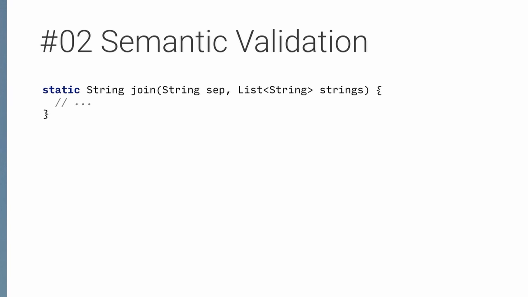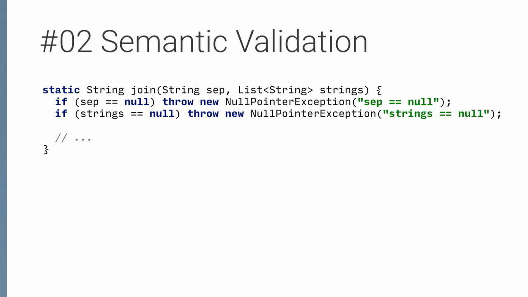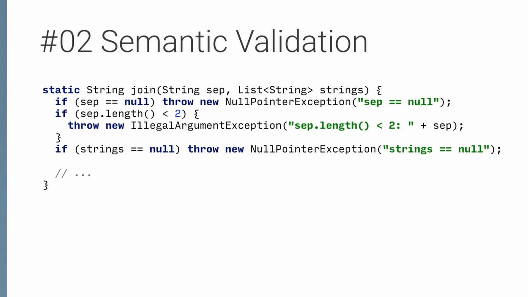Okay, if you're writing a function, a lot of times it's good to be defensive about your inputs, to validate your inputs aggressively. In Java, we would do this by checking that our arguments weren't null. Maybe we have some requirement on the input, that the separator, in this case, to a string joining function has to be more than two characters.